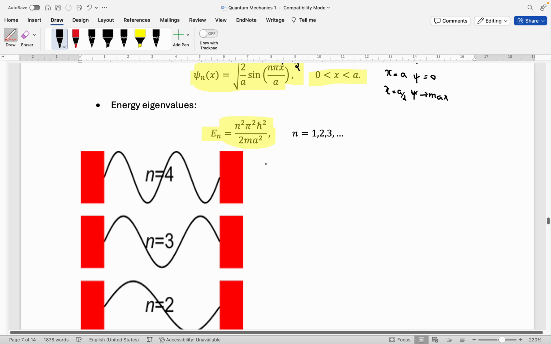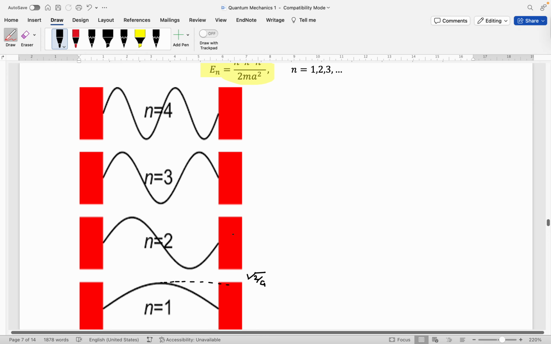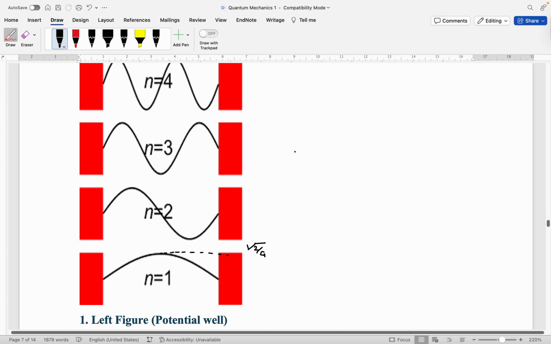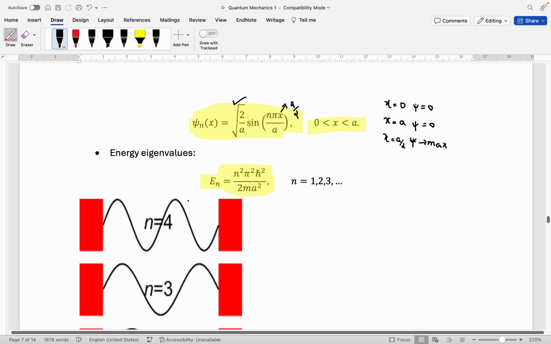You can see that at 0 and a both are becoming 0, so it is having 0 here. But if you take it as a by 2, here the a gets cancelled, it will be n pi by 2, but n is 2 because we are going into the second energy level. So that 2 will also get cancelled, and I'll have just sin pi, and sin pi is 0, so that means again I'll have a 0 here. So this will form one complete wave.